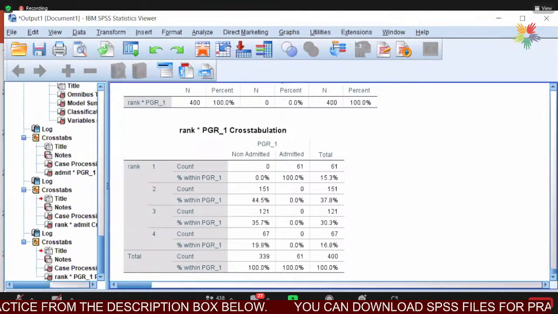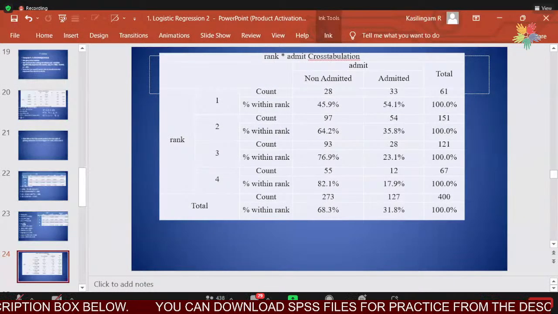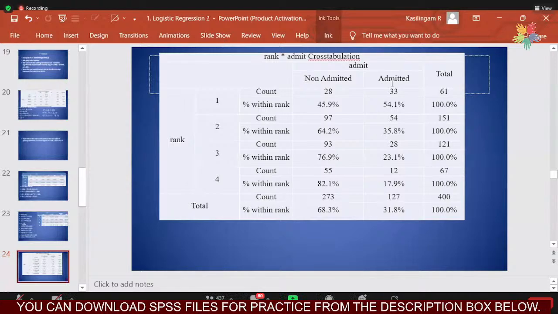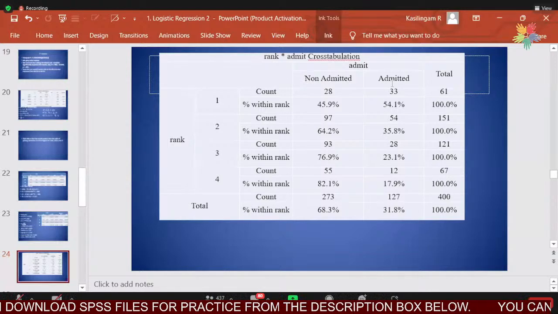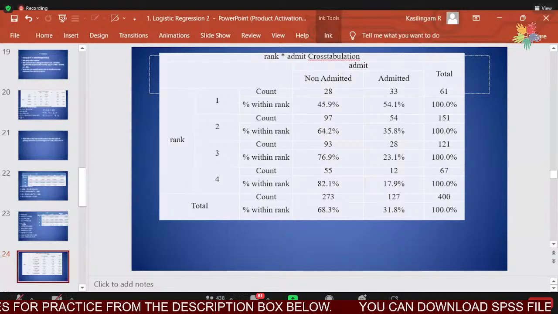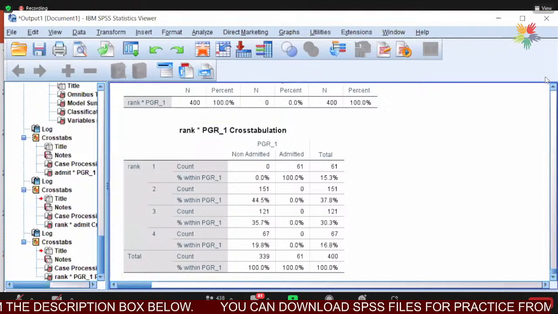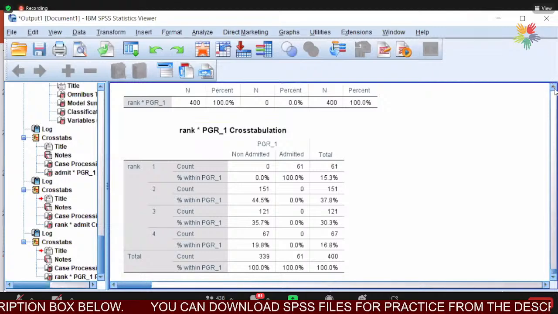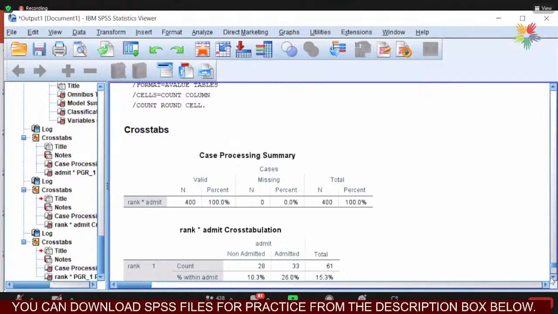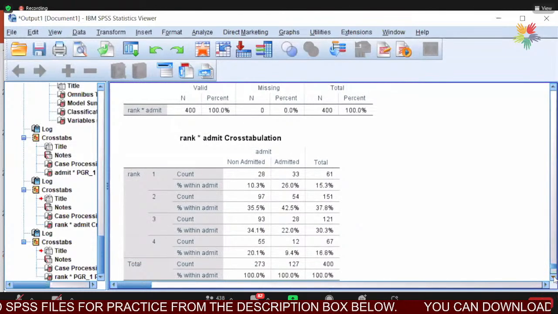Here it will say PGR, right? Percentage within rank only. Okay, so percentage within. So 54. Okay, so rank. I'll go through. So this is the output. Okay, so I should see. Okay, so rank 1.